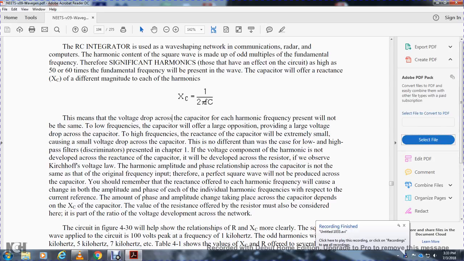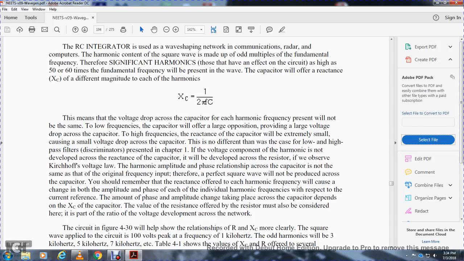But the voltage component of the harmonics is not developed across the resistance. The reactance of the capacitor will develop the voltage across the resistor. It will be observed that the amplitude and phase relation of the harmonics across the capacitor is not the same as in the original input frequency, therefore a perfect square wave will not be produced. The capacitor should be remembered as offering a different reactance to each of the harmonic frequencies. It will change both the amplitude and phase of each individual harmonic frequency with respect to the input frequency.